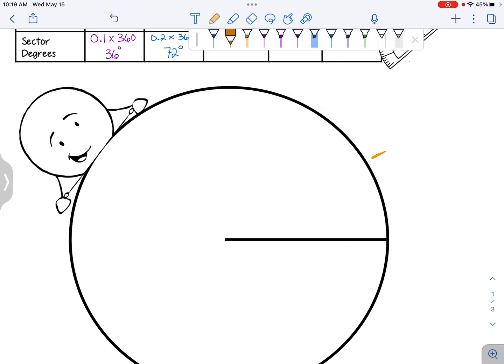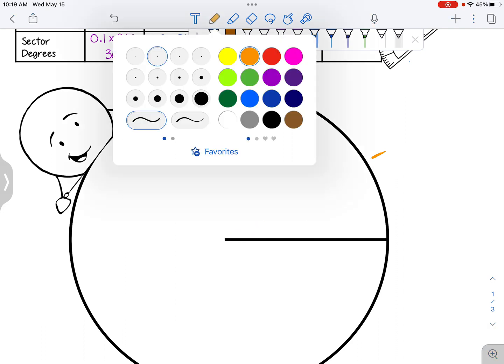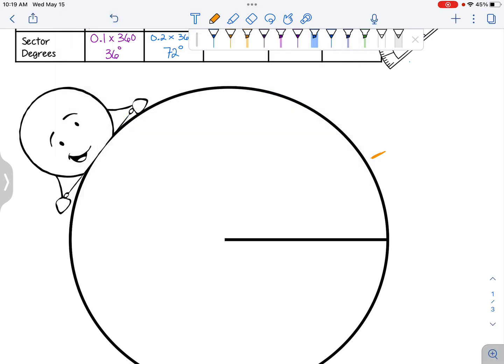Then get rid of the protractor and start from the middle of the circle and go out to the mark I just made. It's really hard to do this on an iPad, but I'm hoping that you're getting the idea.